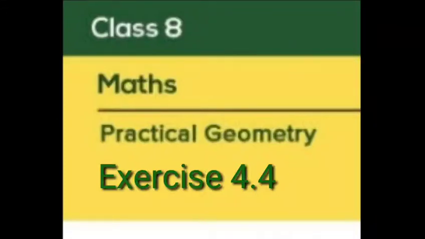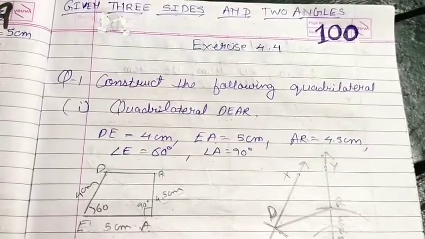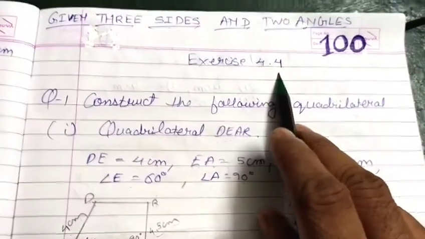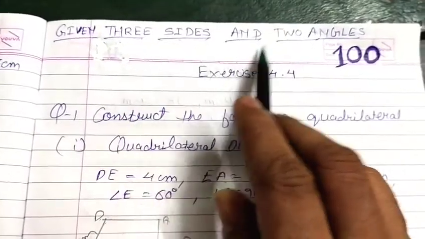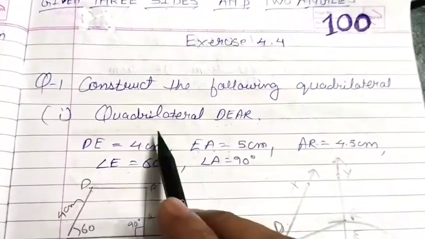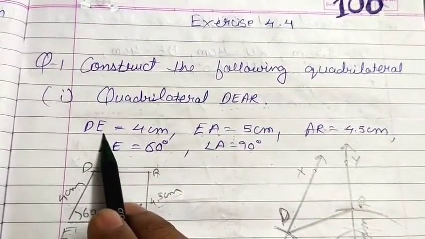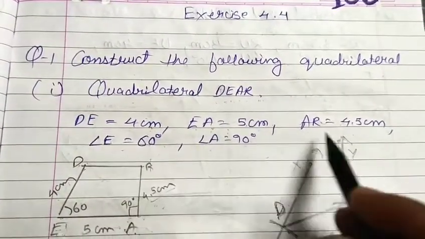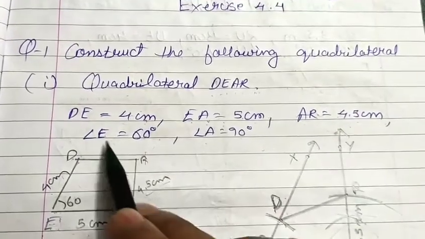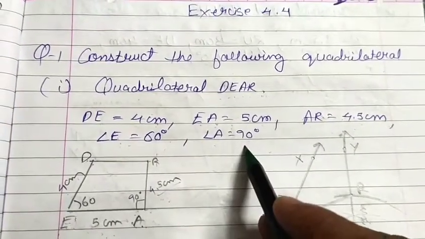In this video, we will do exercise 4.4 of practical geometry. Let us start exercise 4.4, in which 3 sides and 2 angles are given. So let us start. Construct the following quadrilateral DEAR, in which DE is 4 cm, EA is 5 cm, AR is 4.5 cm, measure of angle E is 60 degrees, measure of angle A is 90 degrees.